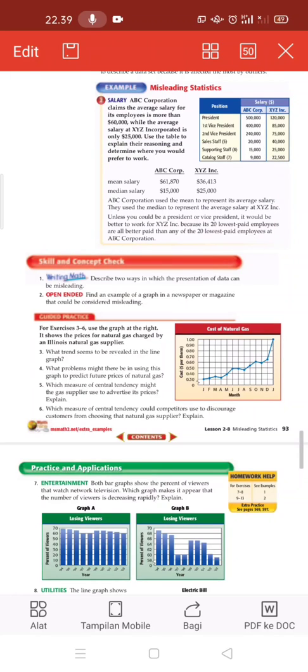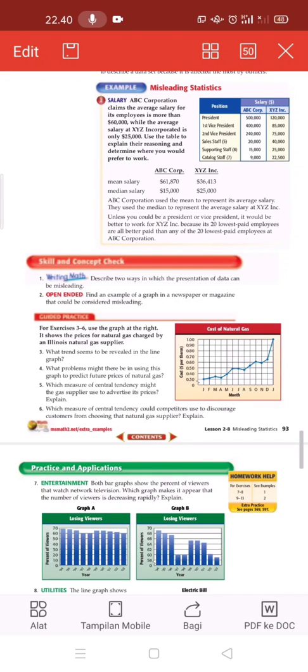Example of a misleading statistic. 2. Salary. ABC Company claims the average salary for its employees is more than $16,000, while the average salary at XYZ Incorporated is only $25,000. Use the table to explain the reasoning and determine where you would prefer to work.